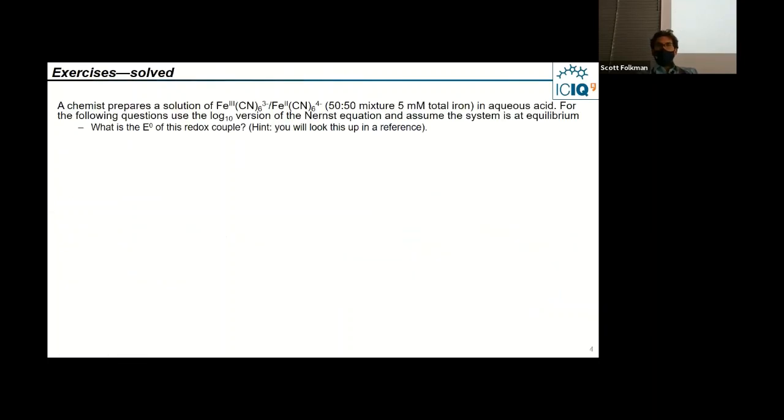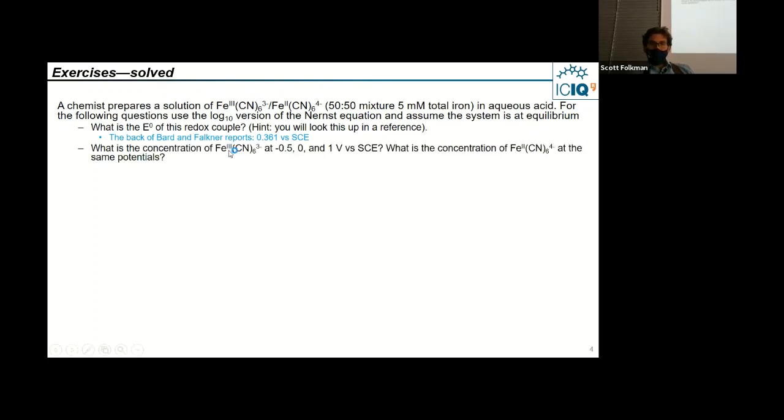So I asked you all to do these exercises. I hope you did. If you didn't, that's okay. I won't judge you. So I asked you first to look up what is the redox couple of iron ferricyanide. I looked it up in the back of Bard and Faulkner, which reports 0.361 volts versus SCE. You can find that probably on Wikipedia or many other places.